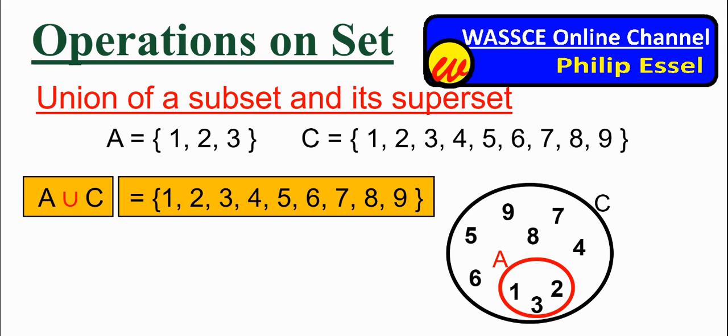Now, to get our union, we have to join the members of set A to the members of set C without doing double counting. Therefore, our region for A union C is this. This red region combines set A and set C to form a union.